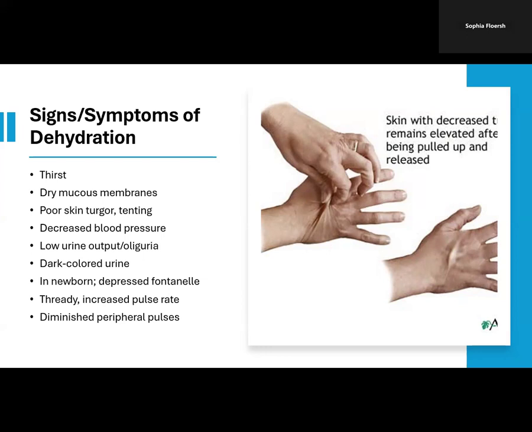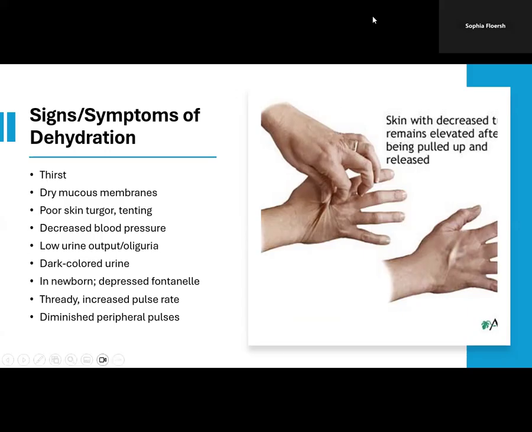Decreased blood pressure, low urine output, dark colored urine, and in newborns, depressed fontanelle, thready increased pulse rate, diminished peripheral pulses. So why do I have an increased pulse rate but a low blood pressure? Take a moment to think about that. Homeostasis compensation. Basically, my heart is trying to beat as fast as it can so I can get whatever it can to get into the peripheral area so that way I can perfuse. So that's what you'll see, and you have to really watch for that because you don't want your patients to go into shock.